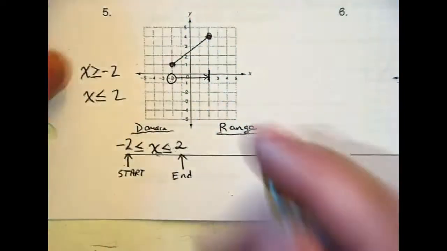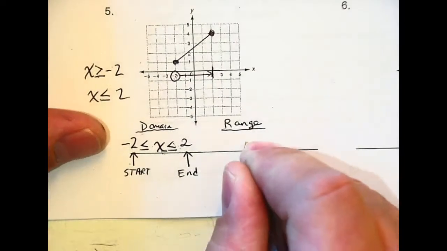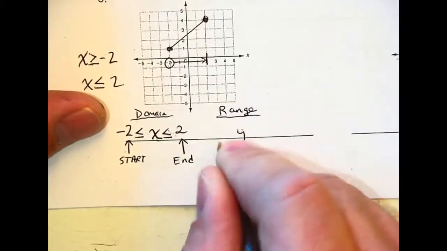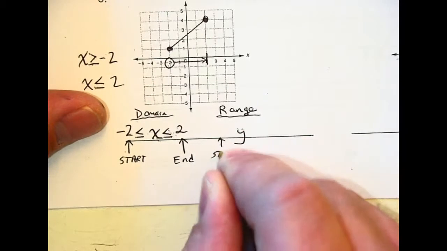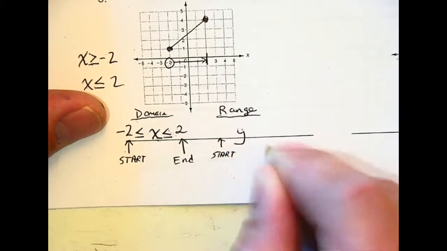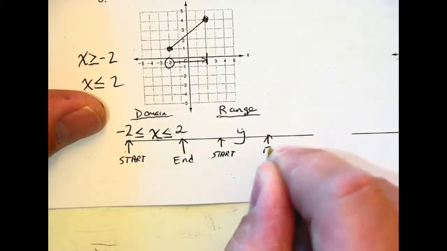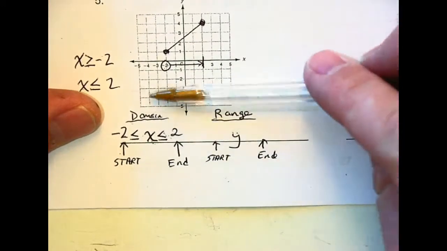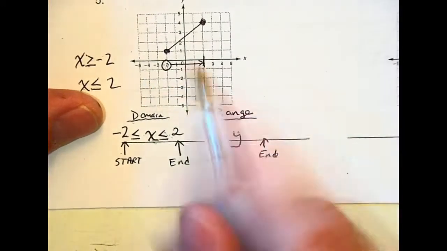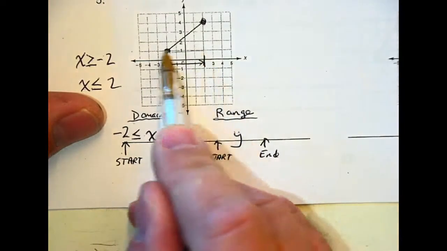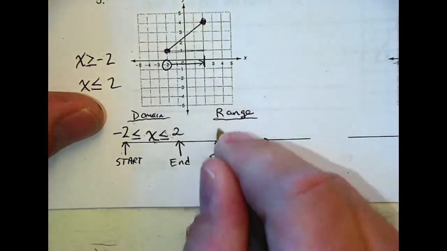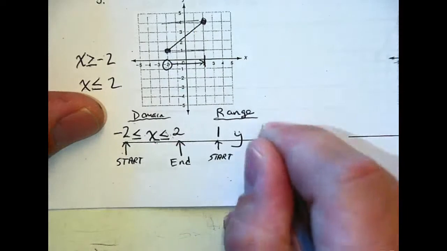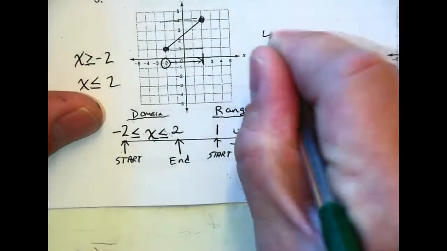So range deals with what variable, x or y? Y. So once again, we want our start and we want our finish. Where do we start on y? So going up the graph, start right here at 1. Where do we end? We end at 4. Okay, so I have y, 1, y, 4.